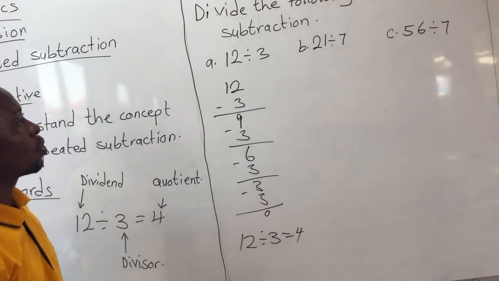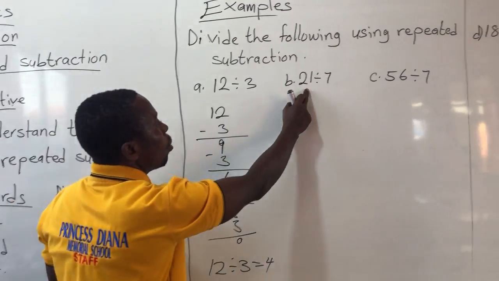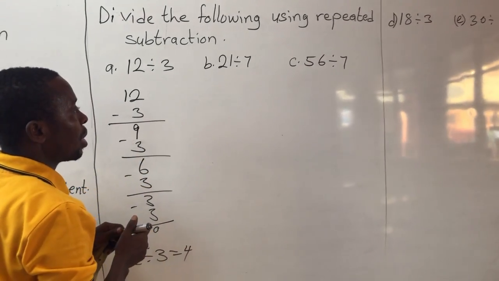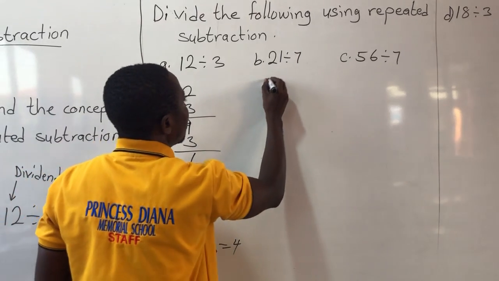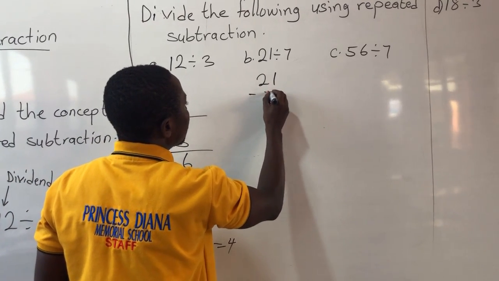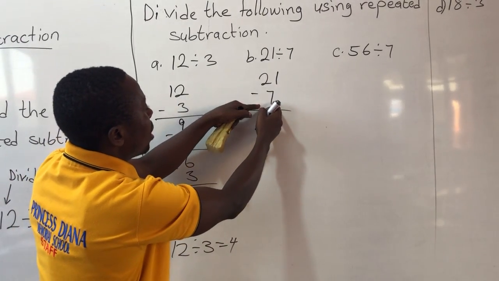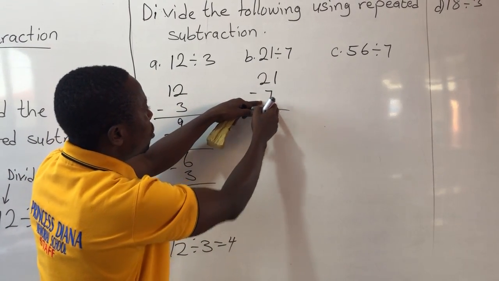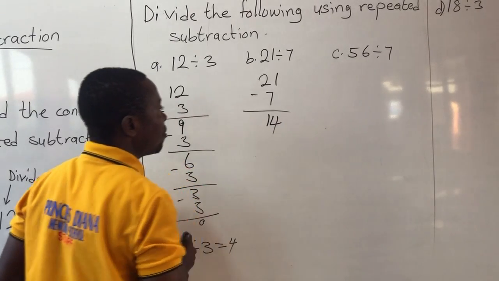Now, if you are getting it, let's continue with the next example, which is what? 21 divided by 7. We are still using the repeated subtraction. Okay? So we have 21 minus 7. Good. Now, when we subtract 7 from 21, what do we have? 14. Okay, we have 14.